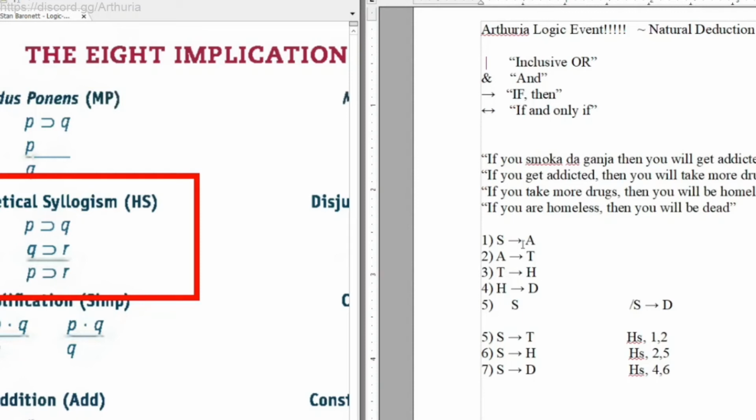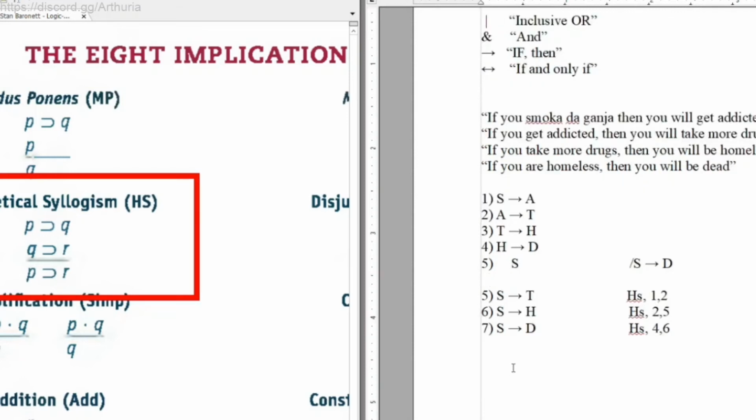So 5, 6, and 7 would be THC at the end. So H implies C, and then you'd have THC in it. Okay. Oh, THC, no, bad. That's what I was gonna say. So number 4 should be H implies D.